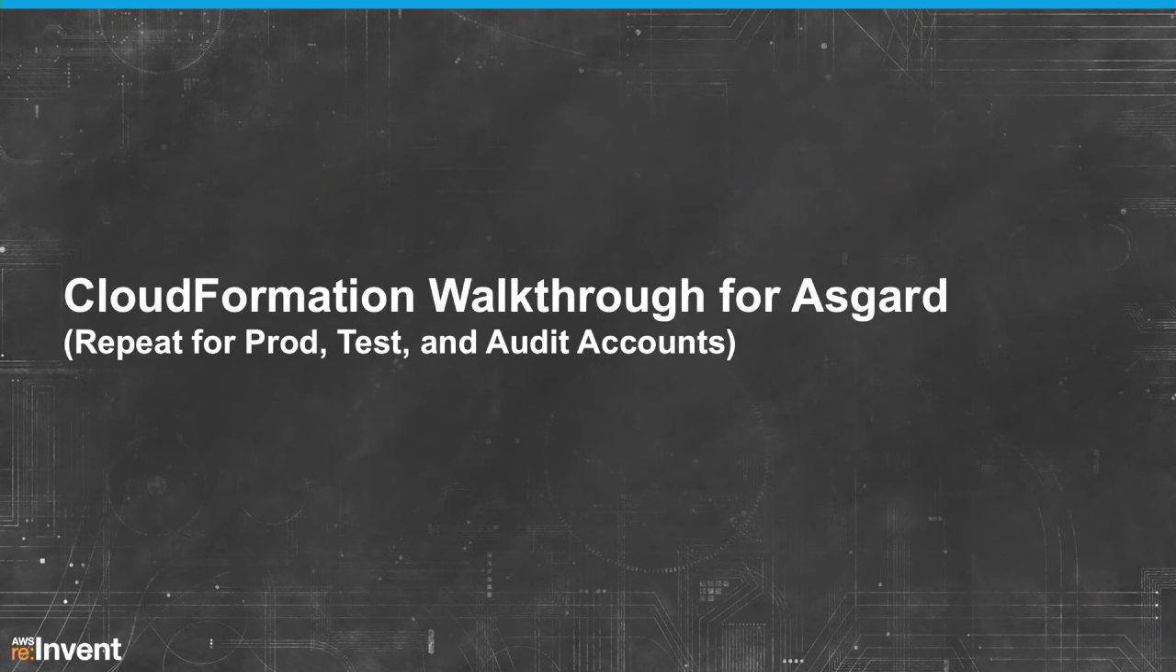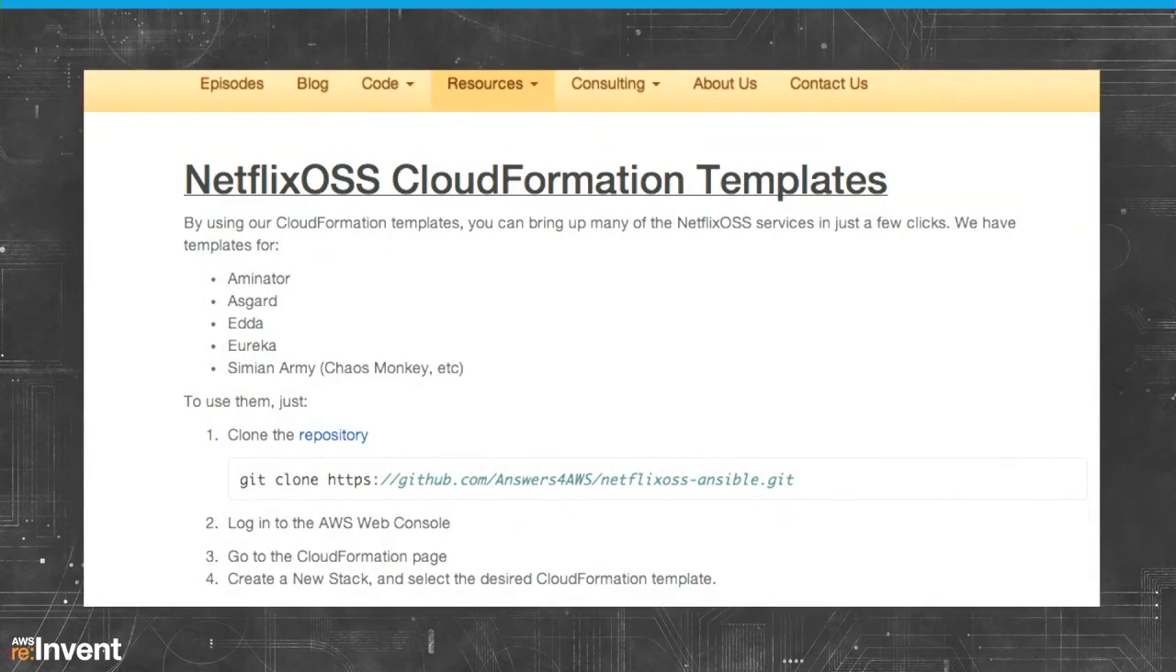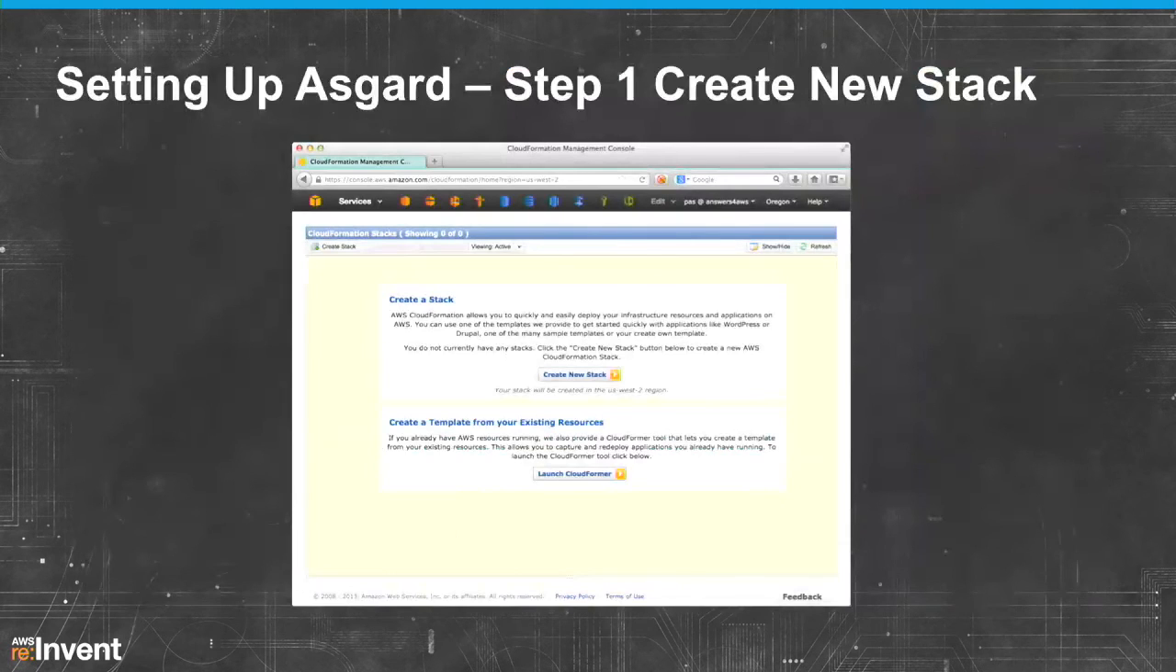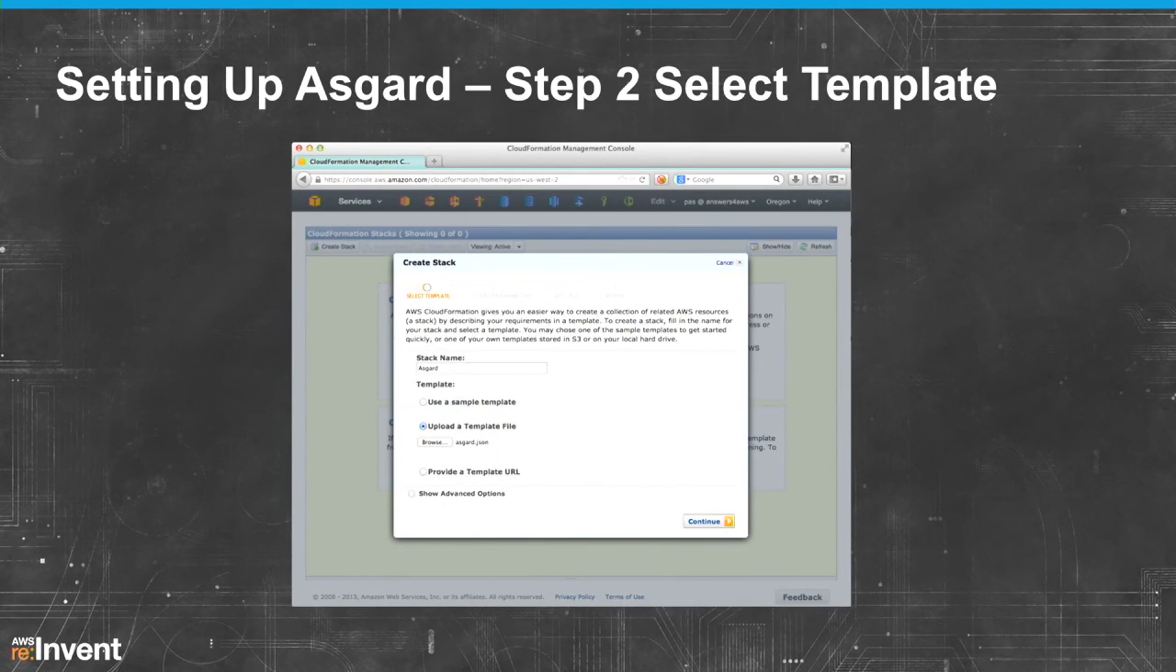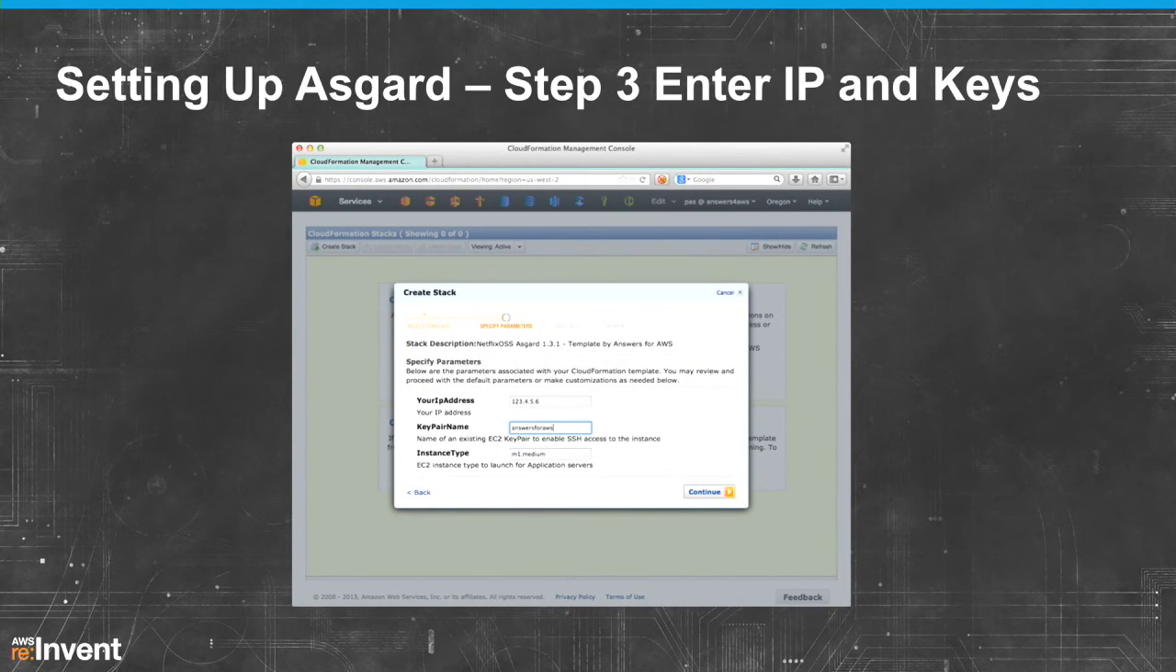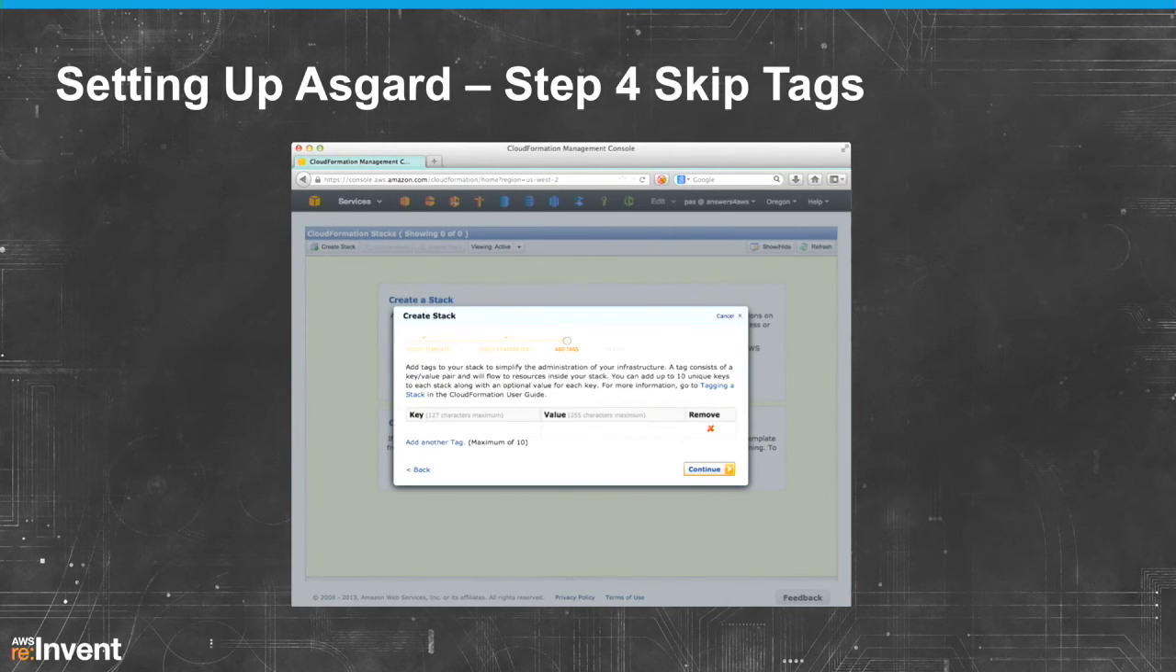So we're going to do a walkthrough for Asgard. So this is step by step. If you can't get Asgard running following this, then okay, forget it. Okay, you get the template. You clone the repo. You log in on the console. Go to the page. Then you say create a new stack. Select the template. Let's say Asgard, there it is. Then you want to create the stack, and you have to give the IP address and keys to get access to that. Your IP address, because you want to be able to log into it.